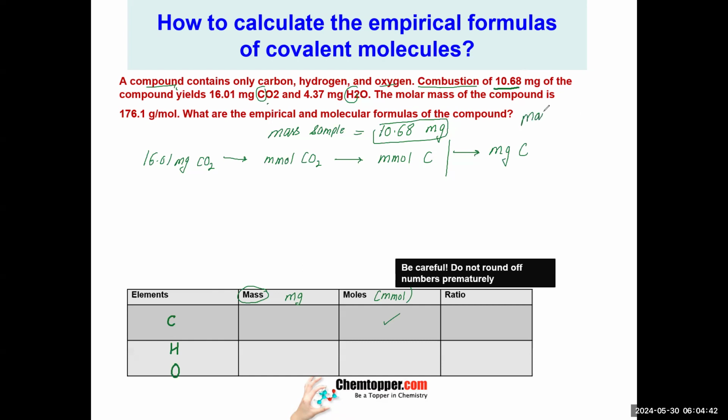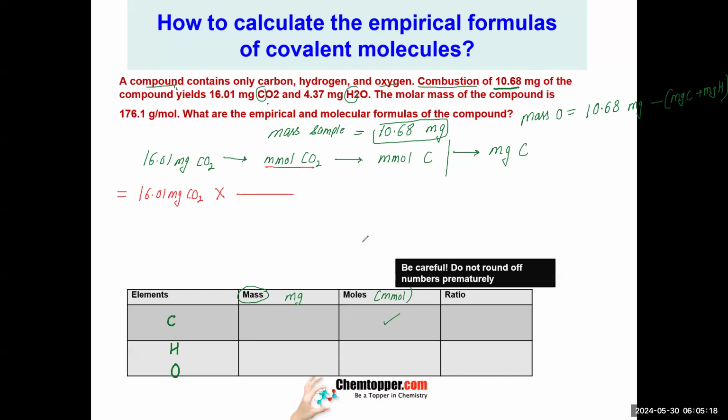So the mass of oxygen is 10.68 milligrams minus the milligrams of carbon plus milligrams of hydrogen. So ready? Let's do it. You need not do any changes. The molar mass stays the same. 16.01 milligrams CO2. Plug in the first ratio to know the millimoles of CO2.